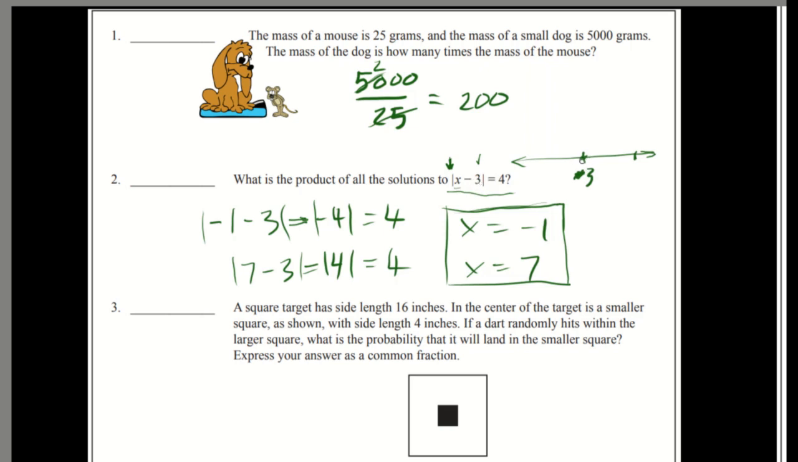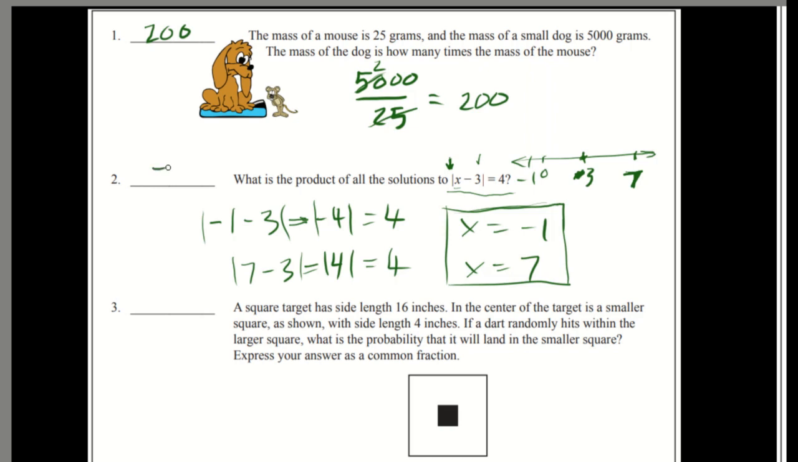So we start at 3 and we either go up 4, that gets us up to 7. Or we go down 4, and down 4 gets us down to negative 1. Here's 0, and there's our number line. Okay, so those are the two solutions. And, oh wait, I forgot to put the 200 here for the first one. What's the answer that we put here?